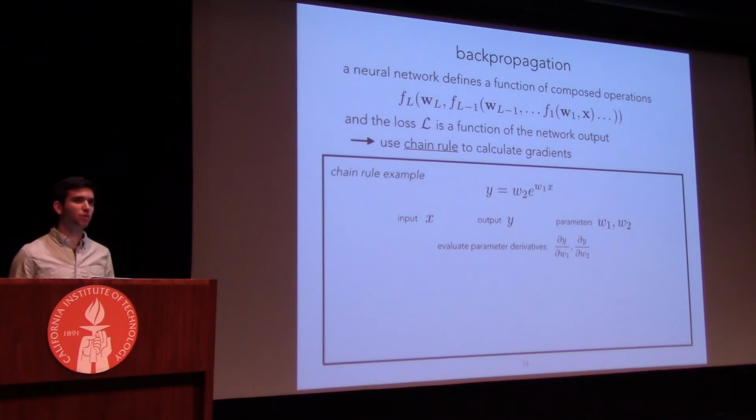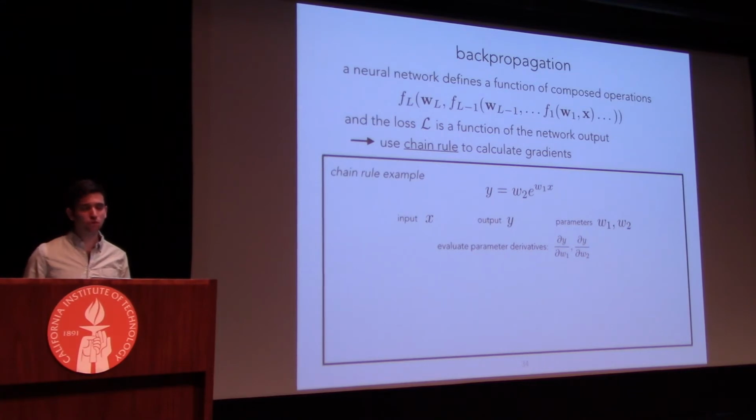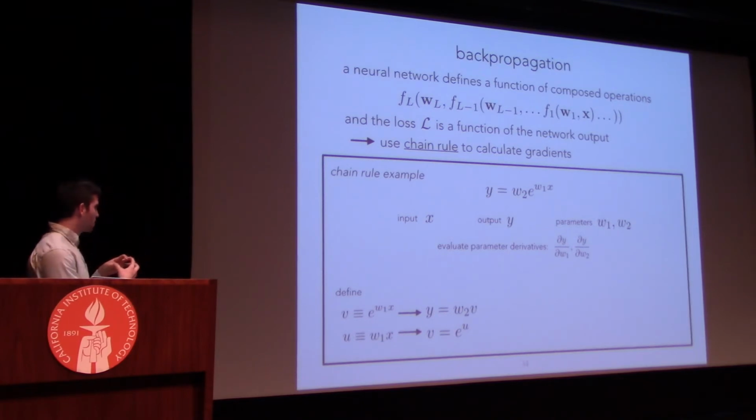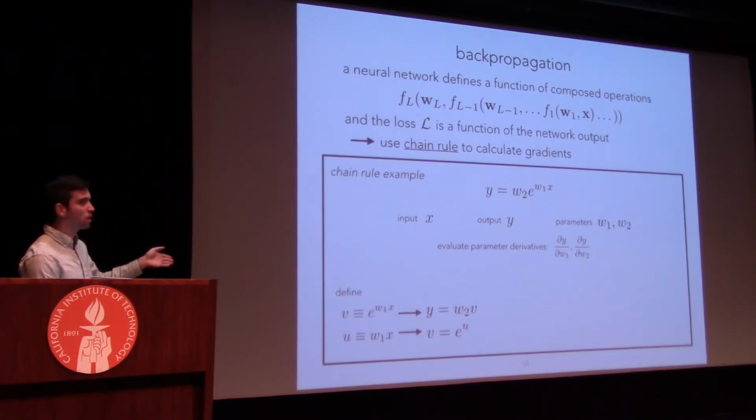So let's run through a very quick example. I'm sure you're all very familiar with the chain rule, but for those of you that it's been a little while, say I have some function y that is a function of two sets of weights, W1 and W2, and I want to find the derivative of y with respect to W1 and the derivative of y with respect to W2. What I can do is define some intermediate functions. If I define v to be the exponent of w1 times x, and I define u to be w1 times x, then I can rewrite y in terms of just w2 times v, and I can rewrite v in terms of e to the u.